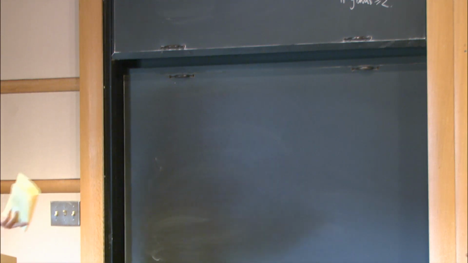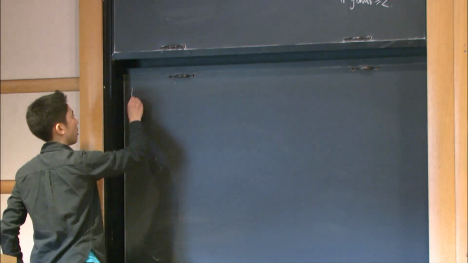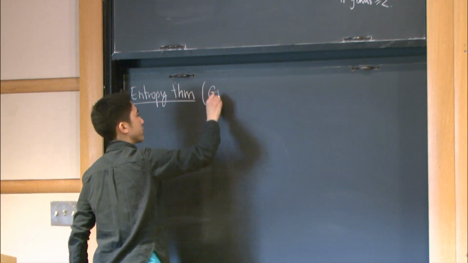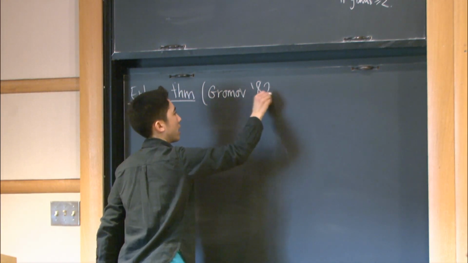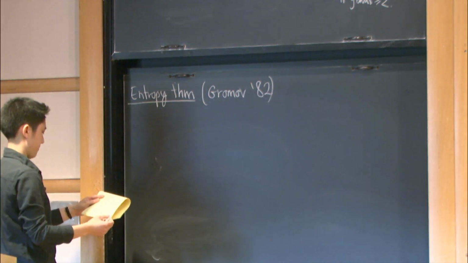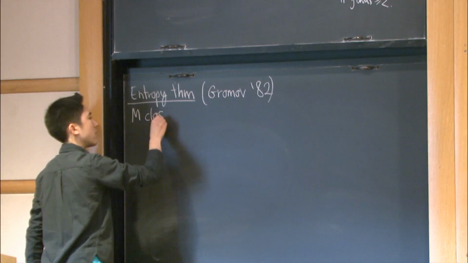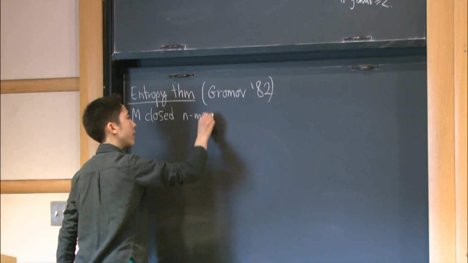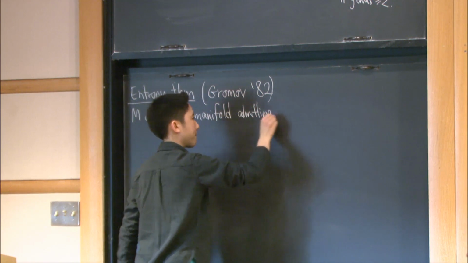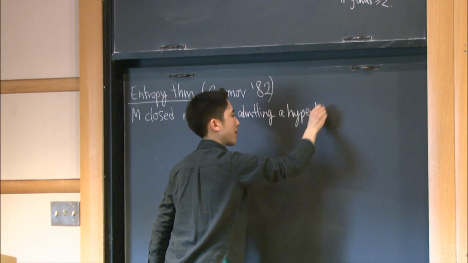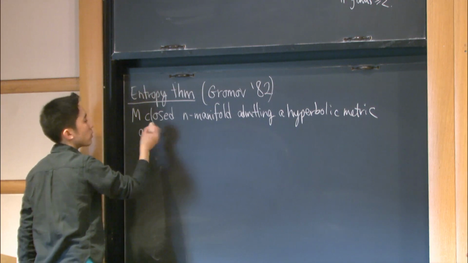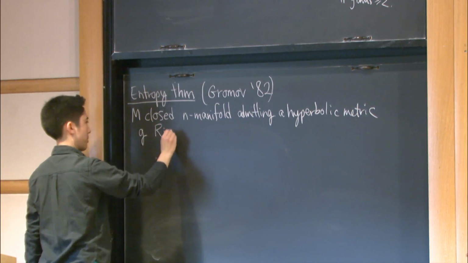Okay, so the first theorem that I know of that follows this history is what I'll call the Entropy Theorem, which is from Gromov in the paper Volume and Bounded Cohomology. It goes as follows. Suppose M is a closed n-dimensional manifold admitting a hyperbolic metric, and suppose that g is some arbitrary Riemannian metric. Well, we're going to have hypotheses, but it's not necessarily hyperbolic.